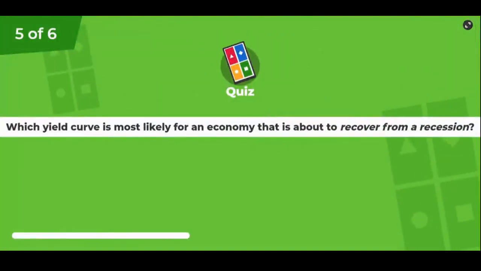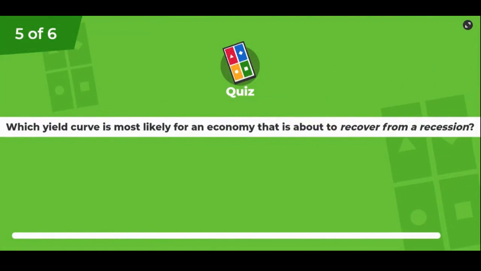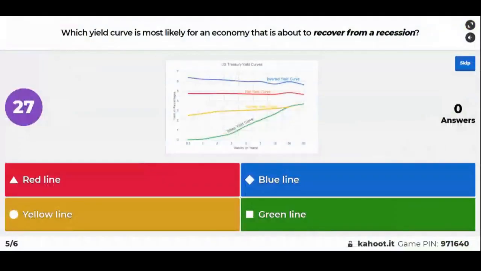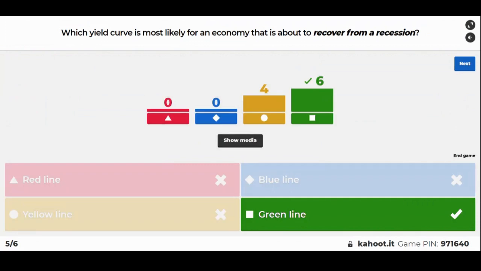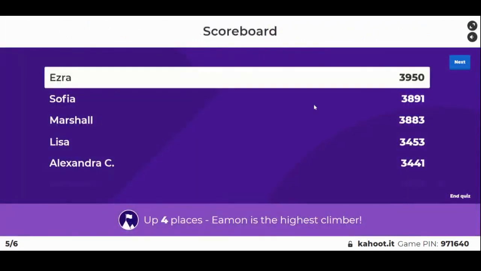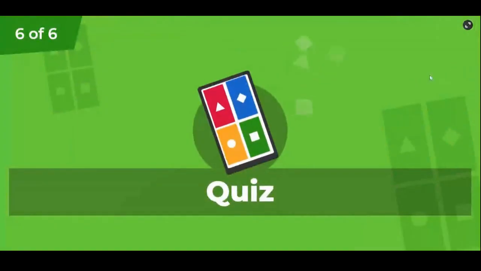Ezra is first now. Which yield curve is most likely for an economy that's about to recover from a recession? Is it the green line, which is sloping upwards and steep? The blue line that's sloping down? The red line that's flattish? Or the yellow line that's got a gentle upward slope? One more person thinking carefully. Okay, ran out of time. 6 of you got that right, good job.